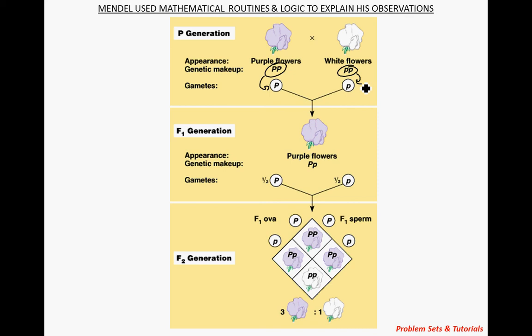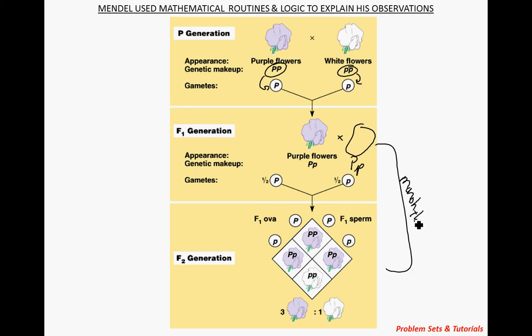And this is where you get this monohybrid cross. You're looking at one trait, and when you do the monohybrid cross, you take another purple flower from this generation that was also heterozygous. And so you would cross these two, and this is the F1 cross to get the F2 generation. This is the monohybrid cross right here.